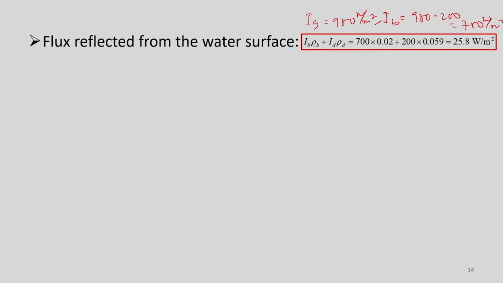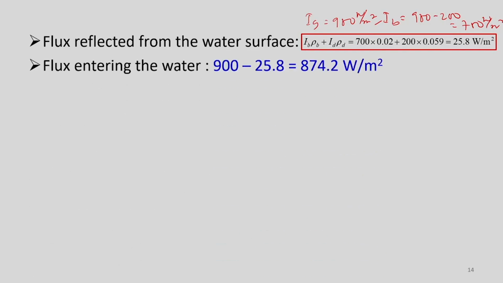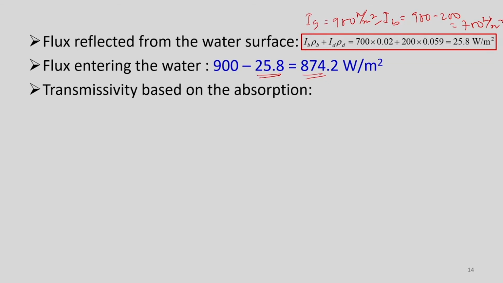So I b is 700 times rho b, which is 0.02, plus 200 times rho d, which is 0.059, and that is equal to 25.8 watt per meter square. This flux is reflected back. 900 is the global radiation falling on the solar pond, so 900 minus 25.8 is 874.2 watt per meter square, which is entering the water.